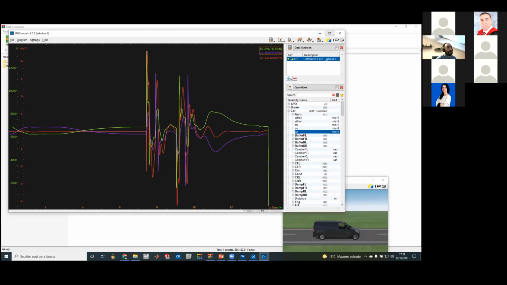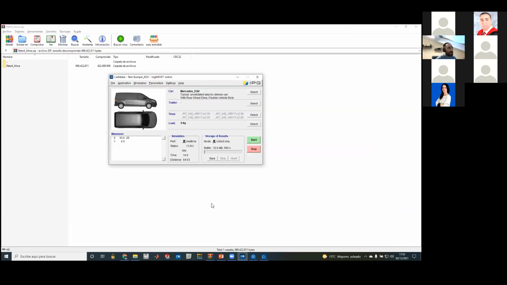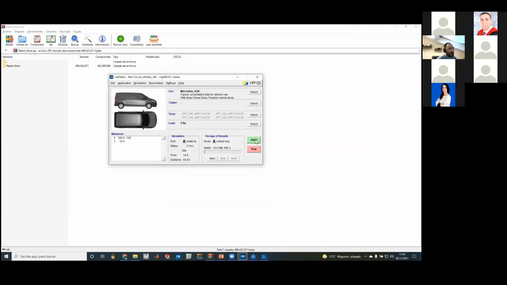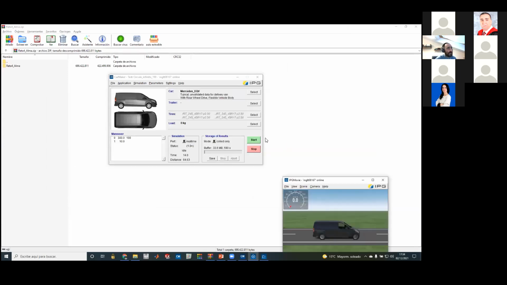So the idea here, or the situation here, is that we can define, or we can prepare any kind of test to evaluate how the vehicle is working.